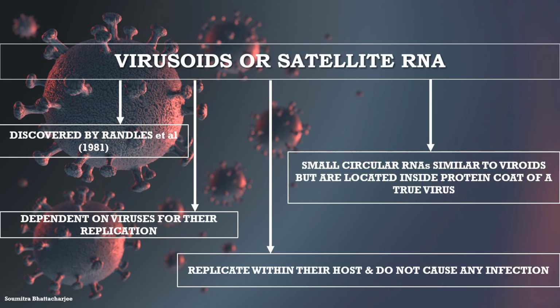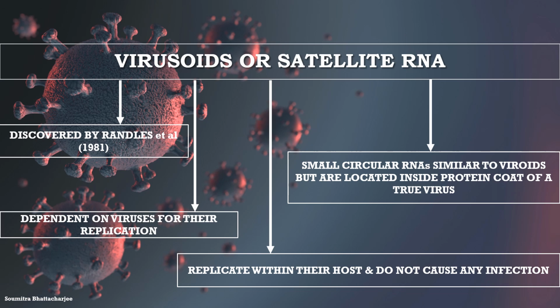The second subviral particle which we are going to discuss is known as the virusoids or the satellite RNA. What are virusoids actually? These are the viroids which contain small circular RNA and are located inside the protein coat of a true virus.